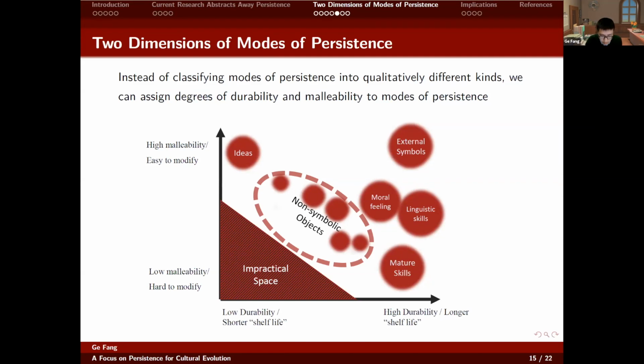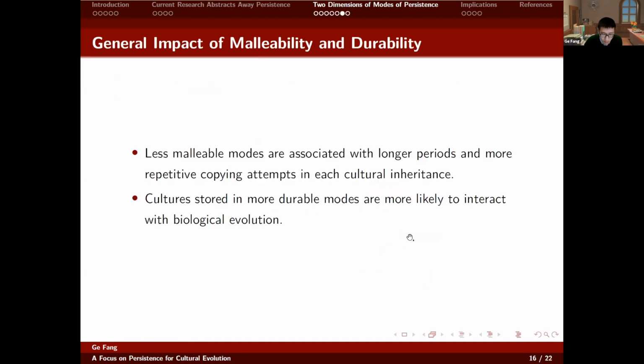But we shouldn't equate the concept of durability to the concept of lack of malleability, as the invention of drawing and writing has shown that it is possible to be both durable and malleable. I think it is also theoretically possible for some medium to have low durability and low malleability. For example, a system can be spontaneously changing at a rapid pace while being very inert to external forces, but such a system would be impractical for carrying cultural content. More generally speaking, less malleable modes are associated with longer periods and more repetitive copying attempts in each cultural inheritance. And culture stored in more durable modes is more likely to interact with biological evolution.